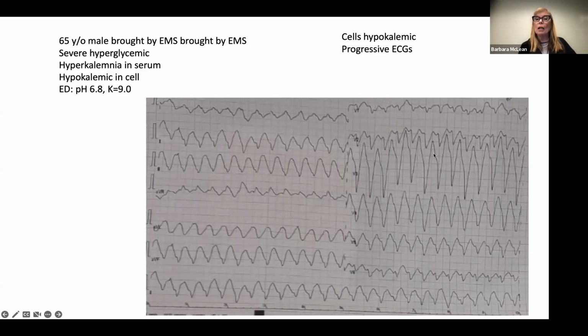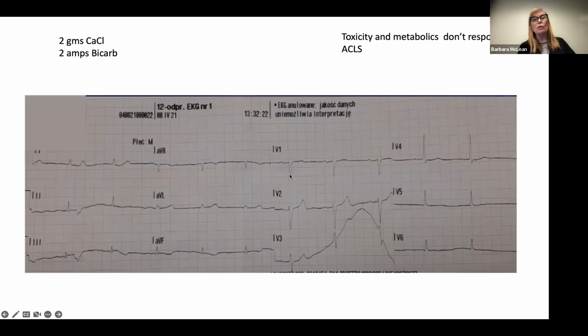So ACLS guides will not treat a patient who has toxicity or metabolic abnormalities. This patient really needed to mobilize this potassium from his serum into his cell, and that was done, of course, with 2 amps of bicarb and 2 grams of calcium chloride. So look at what happened when that was administered. Beautiful. Got the patient under control.